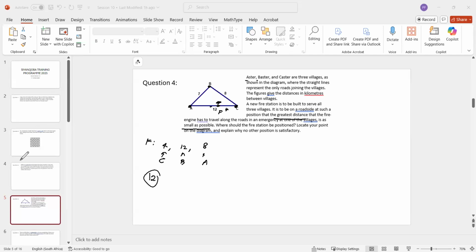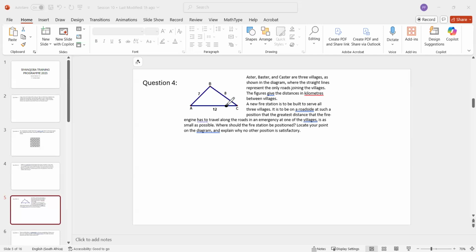Okay, I think the best way to do it is to find out what the middle distance is. For instance, the middle distance from A to B: I've got 8 here and I've got 12 here. So what is the midpoint between A and B along the roads? You've got 12 and 8, so that's 20.